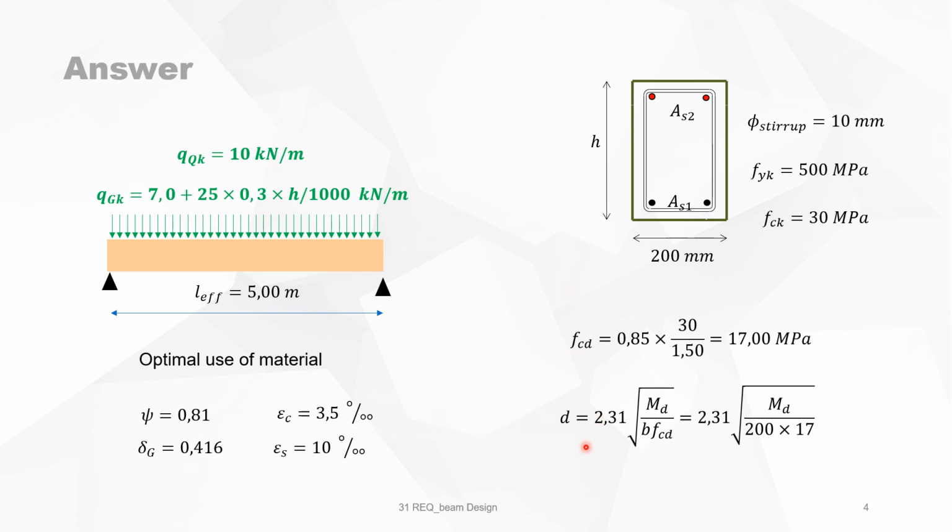And the optimum depth is then given by the formula 2.31 times the square root of the bending moment divided by the width and the design value of the concrete compressive stress. So D is a function of MD in this example.